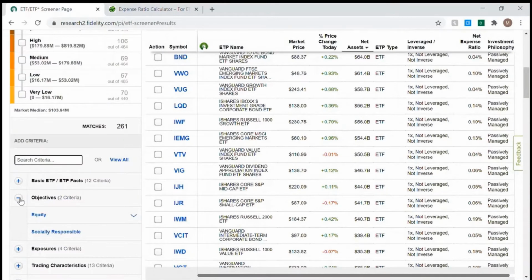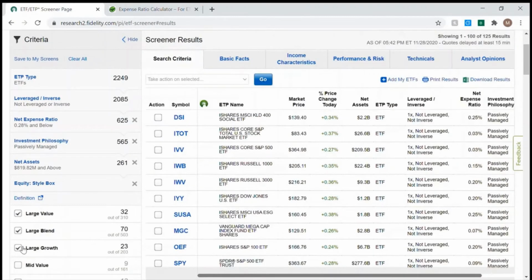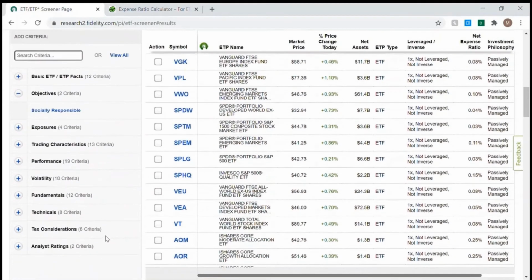To further narrow my search, I'm going to go to objectives and select equity and equity style box. And then from there, I'm going to select all the large cap stocks. This will increase our exposure to bigger, more established companies like Google, Amazon, and so on, and carry less risk than smaller startup companies.